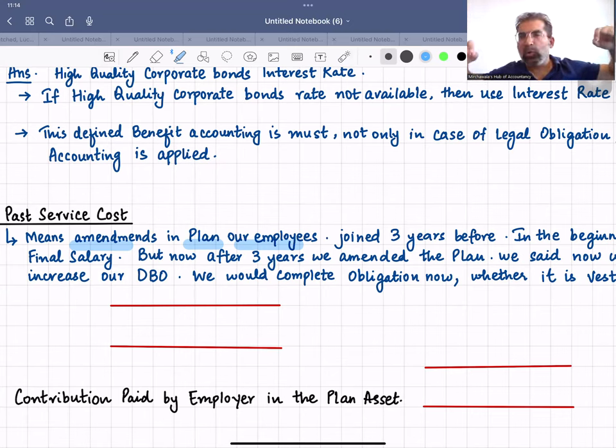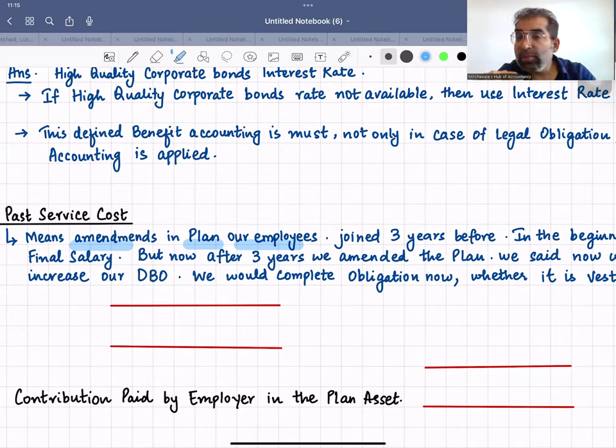I said, those who have been working with us for the last 3 years, now they won't be getting 30% of their final salary as a pension. They will be getting 50%. See, I have changed the plan. I have amended the plan. This is called amendment in plan.